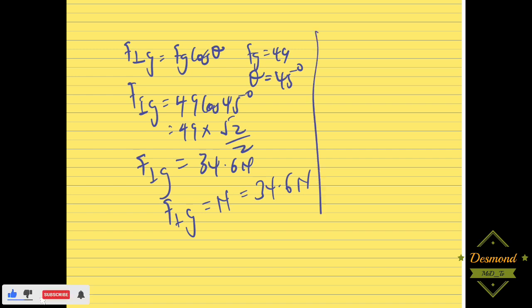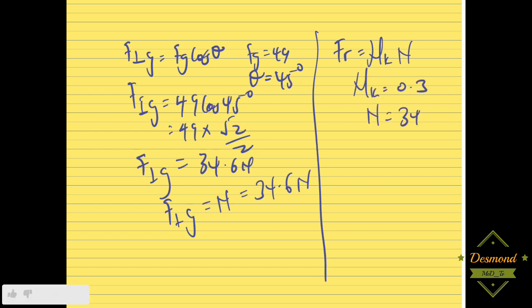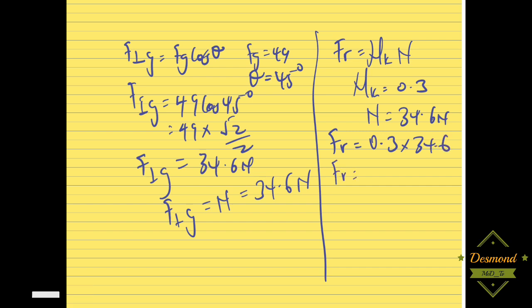Now we have to find the frictional force. We know that the frictional force is equal to mu k times the normal force. That's the coefficient, and we know our coefficient here to be 0.3. We know our normal force to be 34.6 newtons. So our frictional force will be 0.3 times 34.6, so our frictional force will be 10.38 newtons.